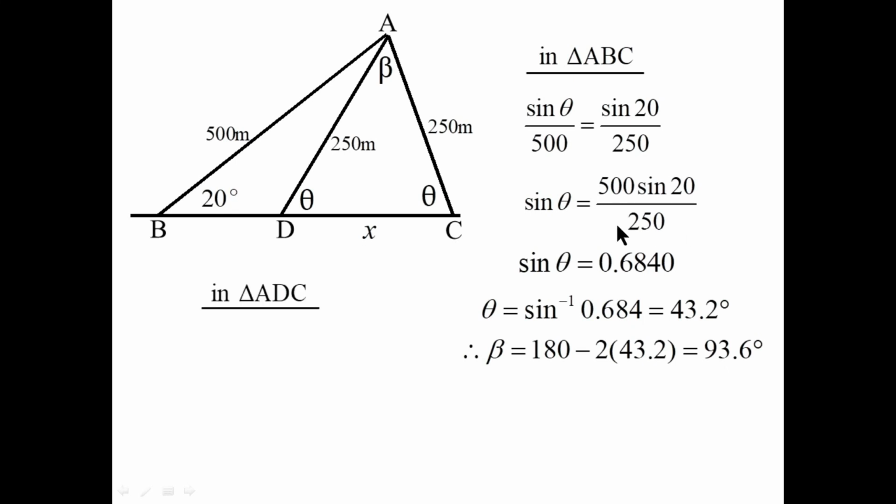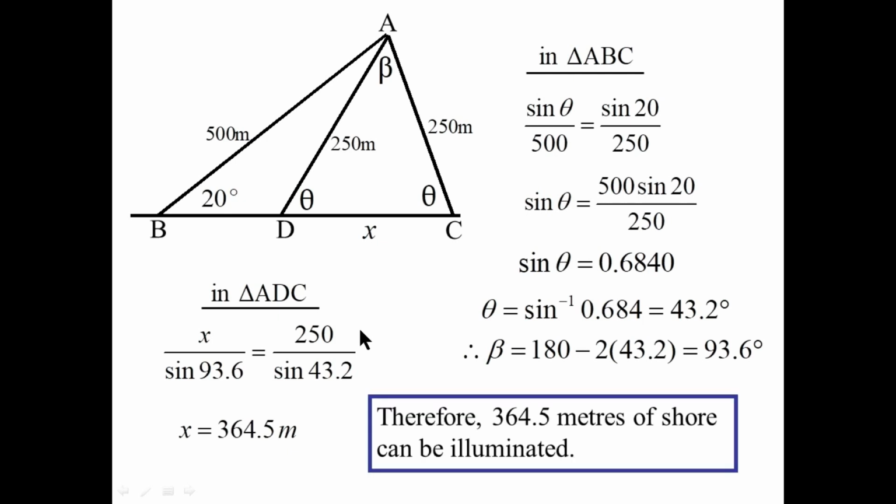And now focusing on the small triangle, in triangle ADC, we can now get x, because x over sine beta equals 250 over sine theta, and we know what theta is. It's 43.2. So x over sine 93.6 equals 250 over sine 43.2. And multiplying the sine over here with the 250 and doing some calculator work gives us x equals 364.5 meters. Therefore, that's how many meters of the shoreline can be illuminated.